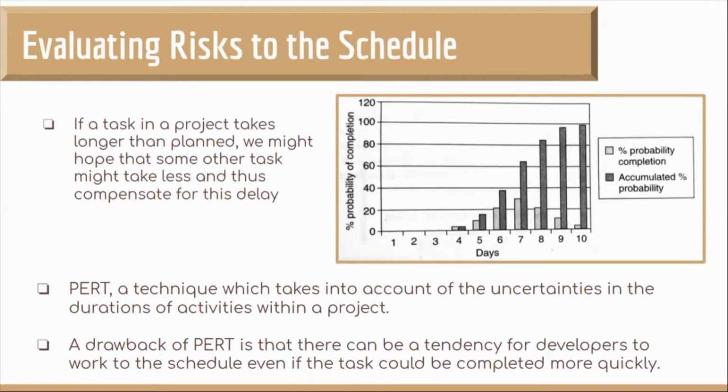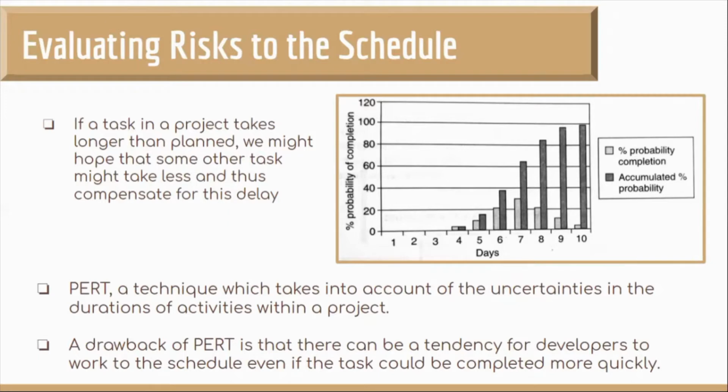So let's consider task A and say task B in a project. Task A takes 10 days to complete, and for some reason we couldn't finish it within 10 days. And now we could only hope that we will finish task B faster so that we will stay on schedule. PERT is a technique which takes into account the uncertainties and the durations of activities within a project.